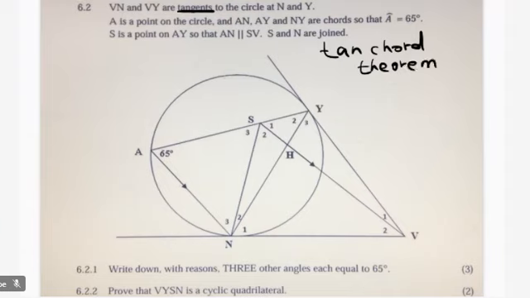What else do you know about tangents? You know the terms from the same point. So you know the tan-chord theorem and you know the tangents from the same point. Then they say A is a point on the circle, AN, AY and NY are chords so that angle A is equal to 65 degrees.